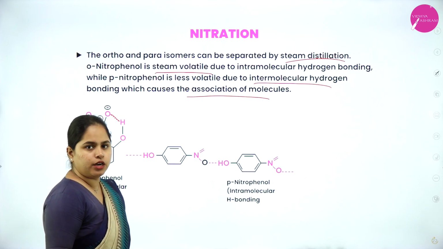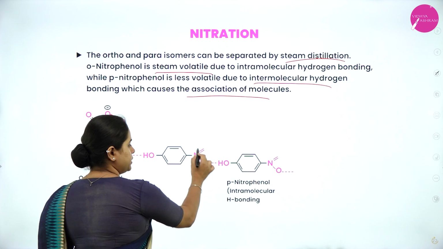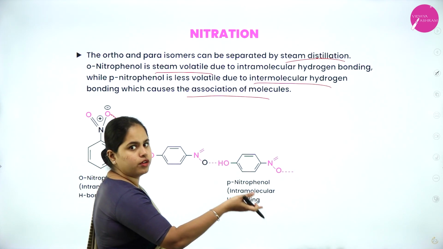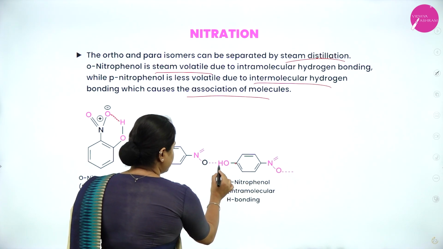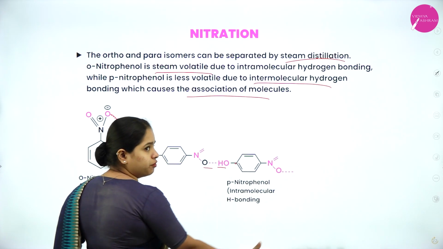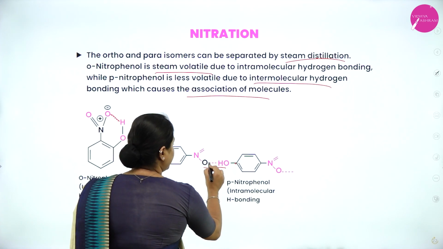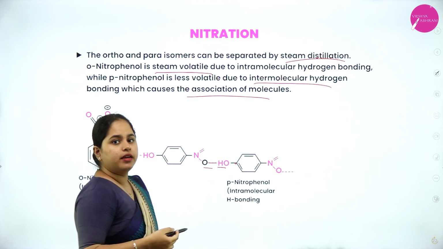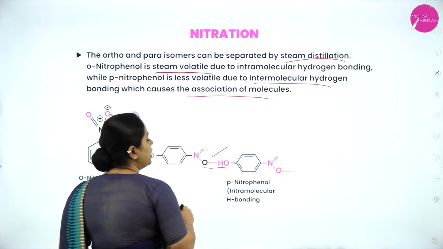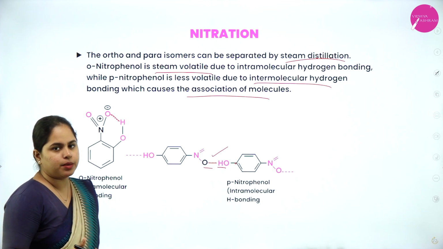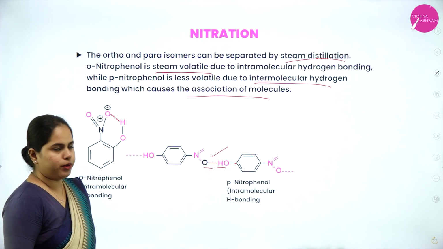Now you have para-nitrophenol. One hydroxyl group is here, nitro group is here. This is another molecule of nitrophenol, right? So you have the OH here and NO2 here. The hydrogen and oxygen from two different molecules of para-nitrophenol will form a hydrogen bond here. So this is intermolecular hydrogen bonding. Because of that, it will be less volatile. So this is how you can separate ortho and para-nitrophenol through steam distillation. I hope it is clear.